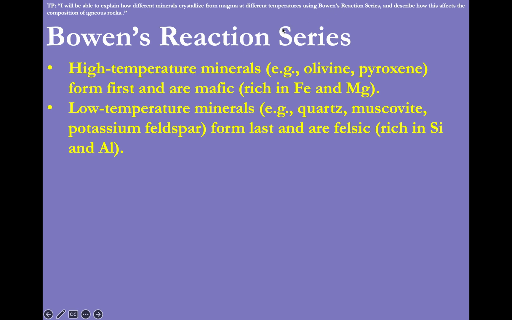Bowen's reaction series still, right? We have high temperature minerals, for example, olivine and pyroxene, that form first and are mafic, rich in iron and magnesium. I'll explain to you where that is located in a bit. Next, low temperature minerals, for example, quartz, muscovite, and potassium feldspar, form last and are felsic, rich in Si, which is silicon, and Al for aluminum.